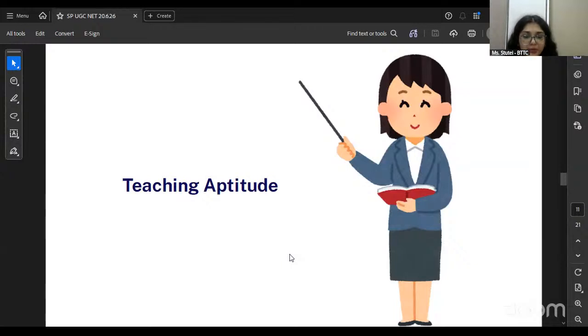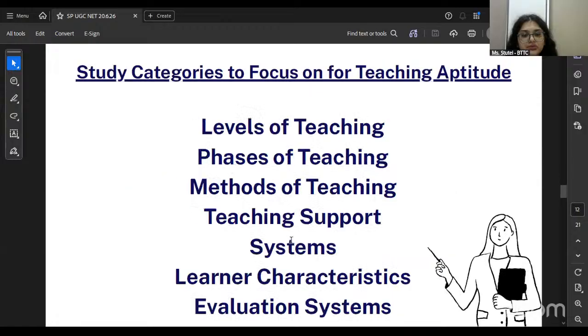The way I approached research methodology, I approached this topic in a similar fashion. For teaching aptitude, I looked at a few categories that helped me focus. The first category is levels of teaching: memory level teaching, understanding level teaching, and reflective level teaching. Usually these questions test whether we've understood the differences between these three levels.